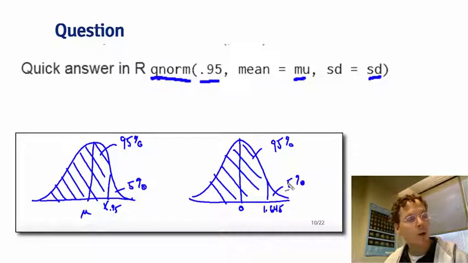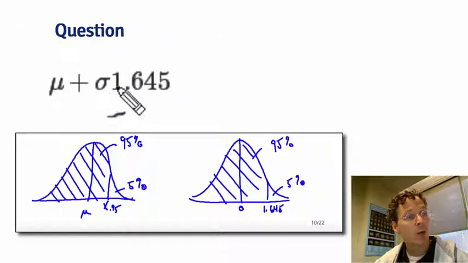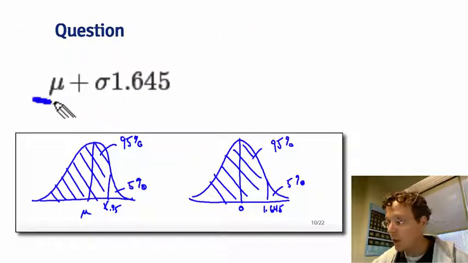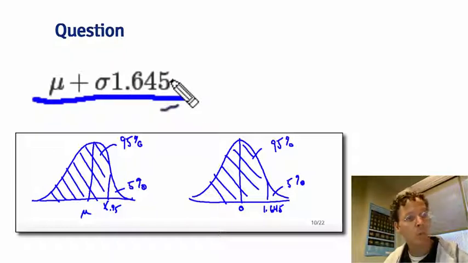So we know that for a non-standard normal, the point that follows the same probability, the quantile that has the same 95% below it and 5% above it, has to be exactly 1.645 standard deviations from the mean. So we can simply take mu plus sigma times 1.645, and that will have to give us our answer.